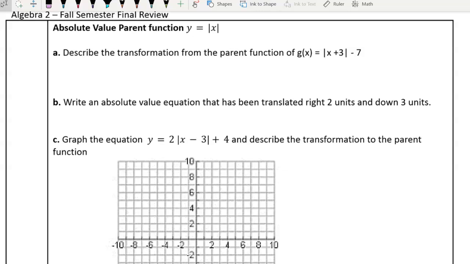All right, next here we have the absolute value parent function. It says describe the transformation from the parent function g of x equals absolute value of x plus 3, inside the absolute value, minus 7. Okay, so these are transformations. We just went over these for quadratic functions. It's still the same. With an equation for absolute value, we say a times absolute value of x minus h plus k. Just like we do for quadratics, the only difference is there is no squared. And instead of parentheses, we now have absolute value.